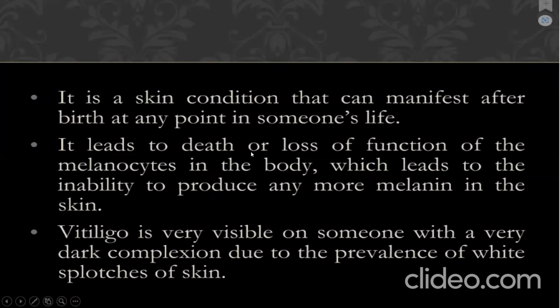Vitiligo is a skin condition that can manifest after birth at any point in someone's life. It leads to the death or loss of function of melanocytes in the body, which leads to the inability to produce any more melanin in the skin. And it is more visible on someone with a very dark complexion.